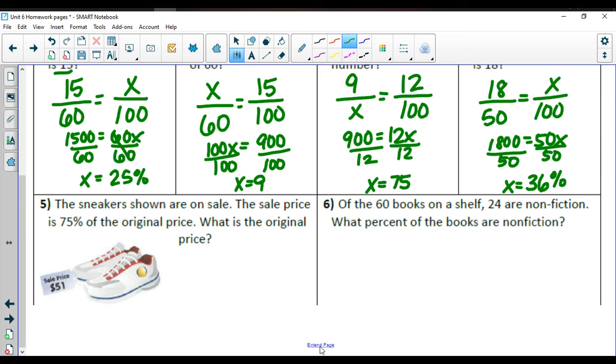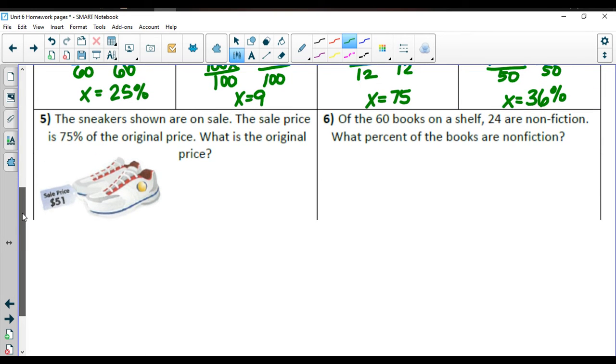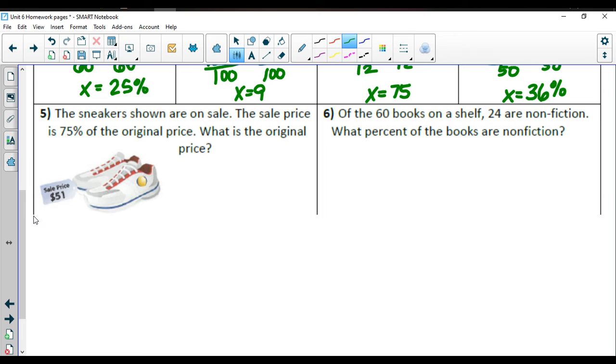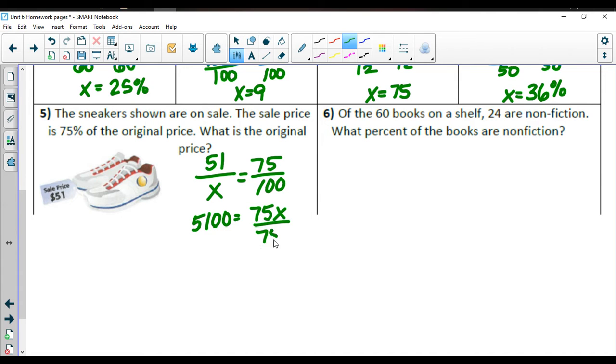The sneakers shown are on sale. The sale price is 75% of the original price. What is the original price? So 75% of the original price is 51. So we're going to go ahead and multiply across here. I'm going to get 5100 equals 75x. Dividing through by 75, I get 68. So the original price is $68 here.